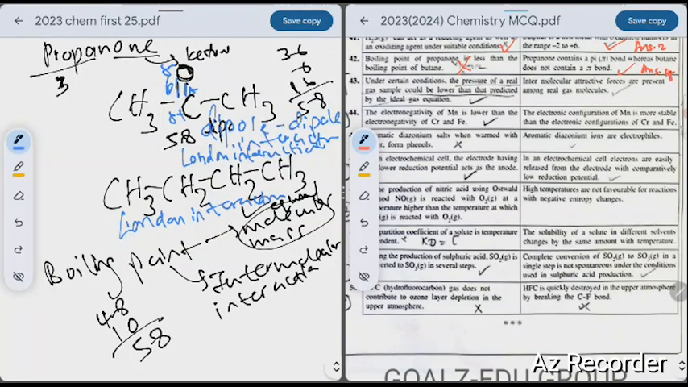Fourth answer. Next, 43rd question. Under certain conditions, the pressure of a real gas sample could be lower than that predicted by the ideal gas equation. So this is regarding real gases and ideal gases.